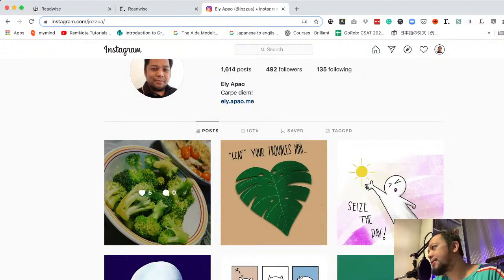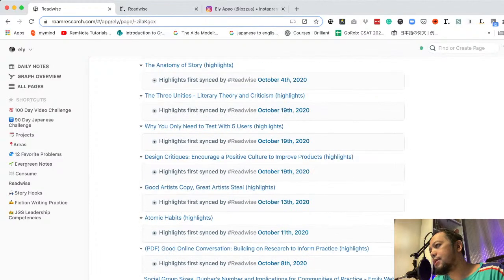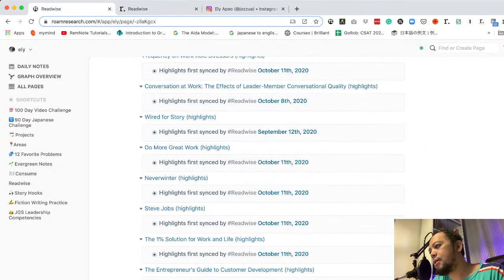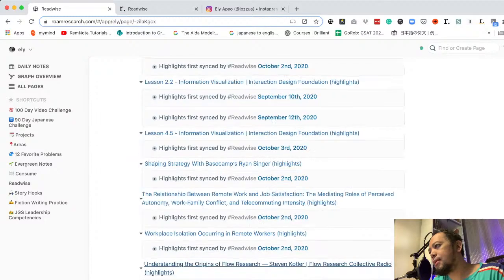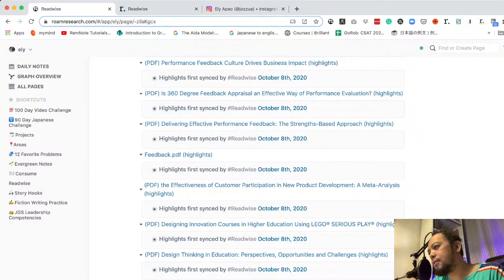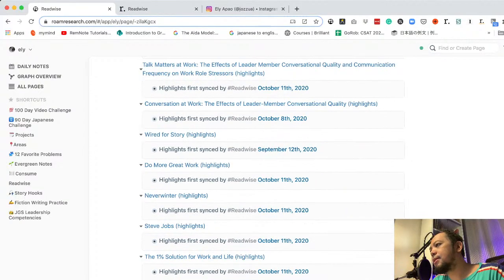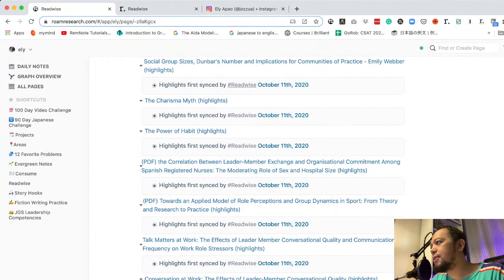Just to practice. Okay. There we go. My last sync. See, my last sync was back on the 11th. Yeah, the 11th. So I've not processed. I have a lot of highlights which I need to process.